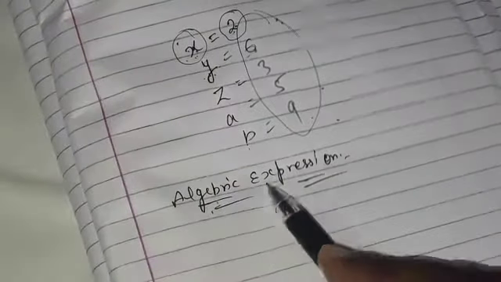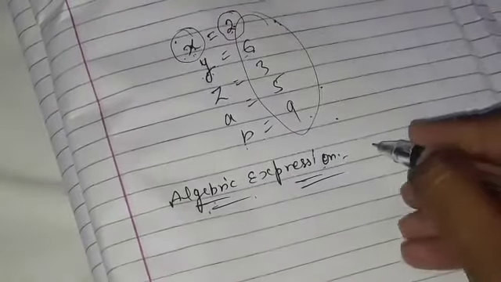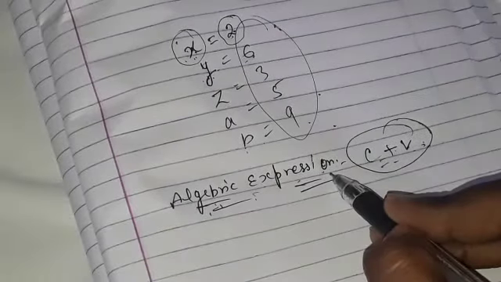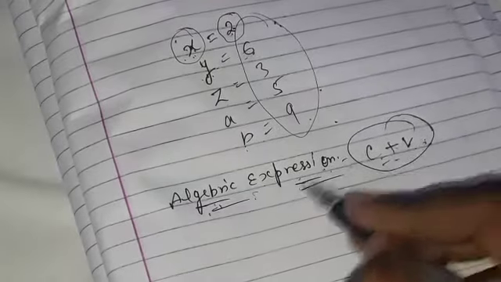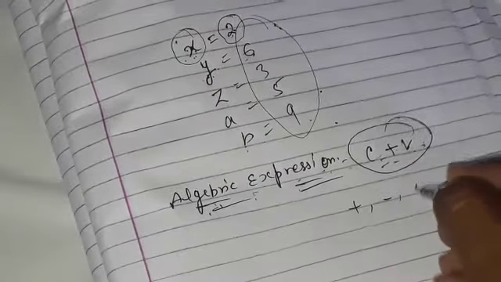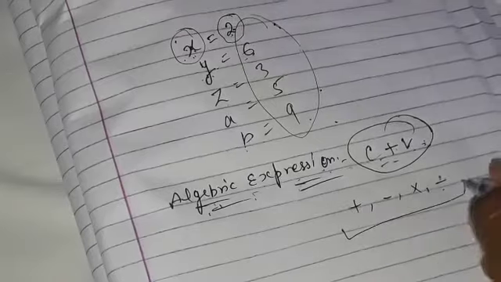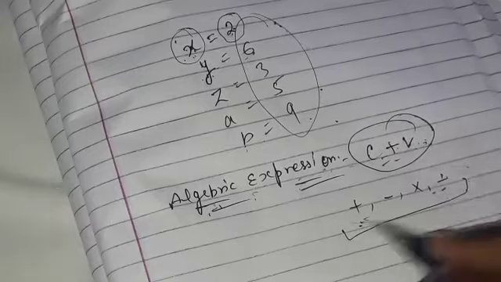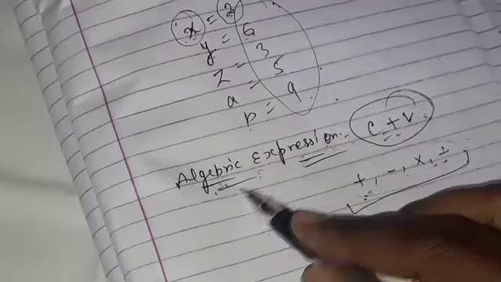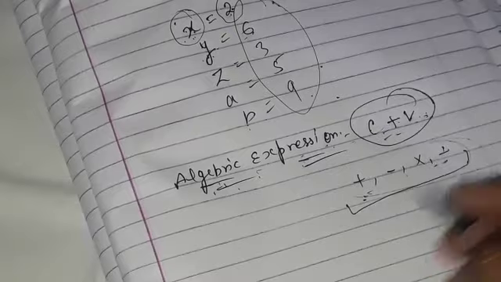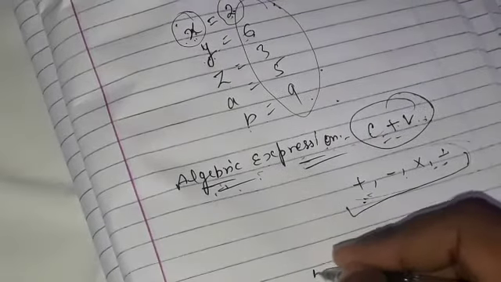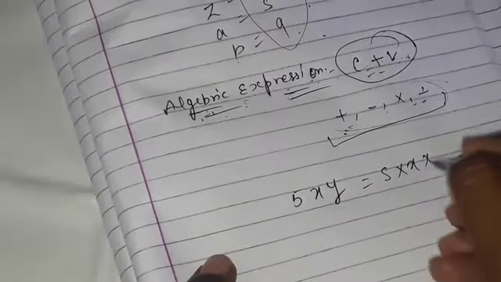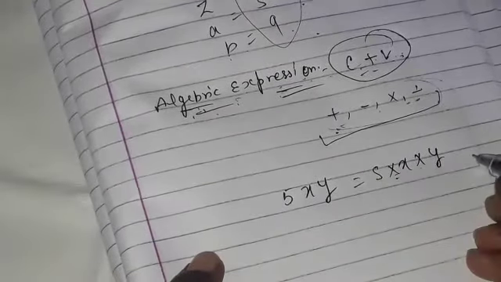Now second is algebraic expression. Class, combination of constant and variable is known as algebraic expression, but for combination we can use plus, minus, multiply, divide, any symbol. So by combining constant and variable with all these symbols we can form algebraic expressions. Like if I am talking about 5xy. So what is the meaning of 5xy, class? 5 into x into y.